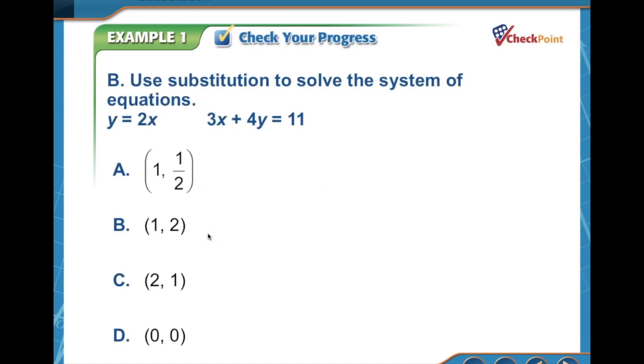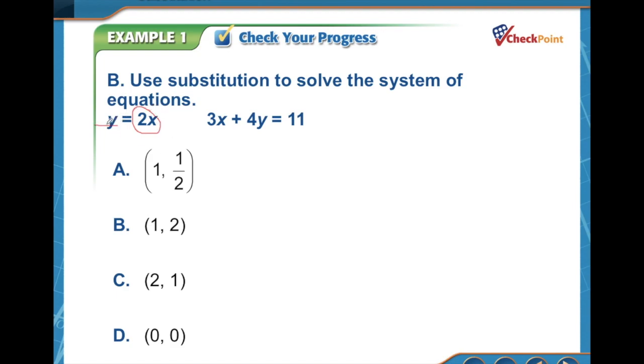Alright, so by similar logic, let's now look at 1b. Here we want to use substitution to solve our system. So we already have y equals 2x, so y is by itself. So that's always what you want. You want to start with one variable alone, if you can. So since y is the same as 2x, that means I can replace y with 2x in this equation. So I'll circle the things that I'm about to replace.